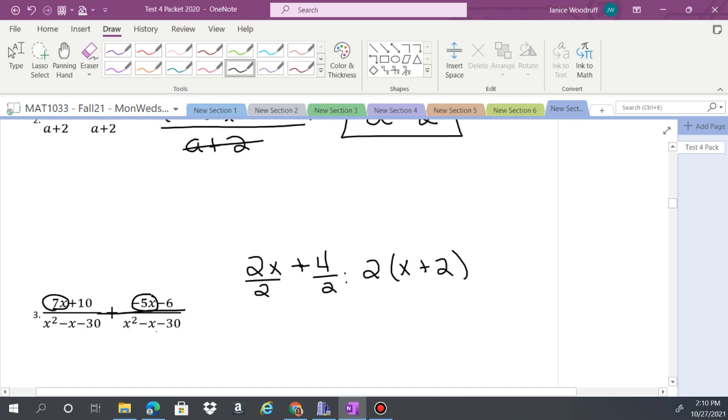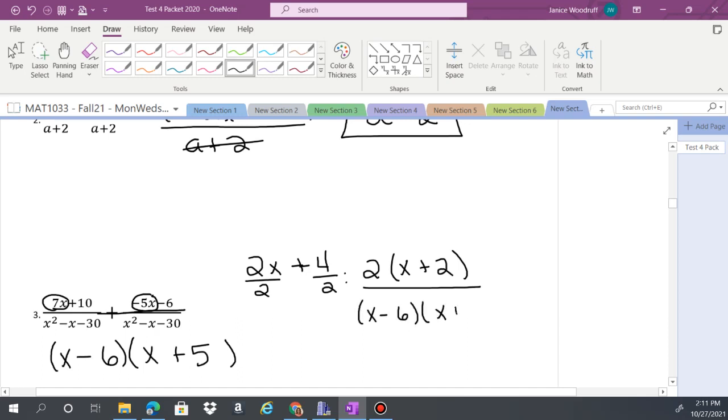And then that's over x squared minus x minus 30, which I can factor. What multiplies to negative 30 and adds to negative 1? Negative 6, positive 5. So x minus 6, x plus 5. So I factored it, but I can't cancel anything, so that's a bummer. But I still need to put it in factored form. And that's it.